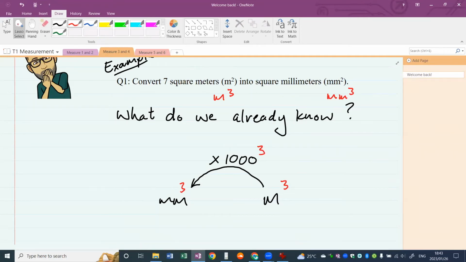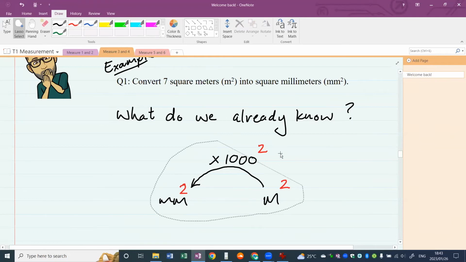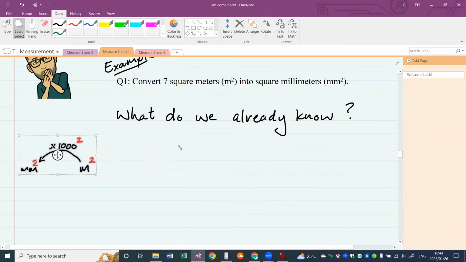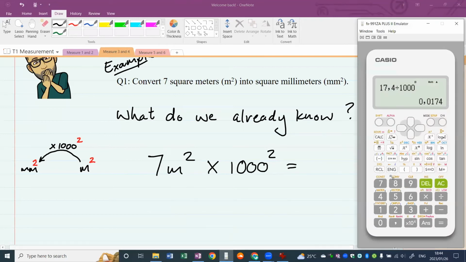So let's see how that works in this question. I'm going to go back to the squares, put my squares back, and I'm going to just keep this diagram over here on the side. I'm going to make it small. So let's see how the calculation works. I need to go from 7 meters squared to millimeters squared. And my diagram says I can't just times by 1,000 like the old one was. I've got to times by 1,000 squared.